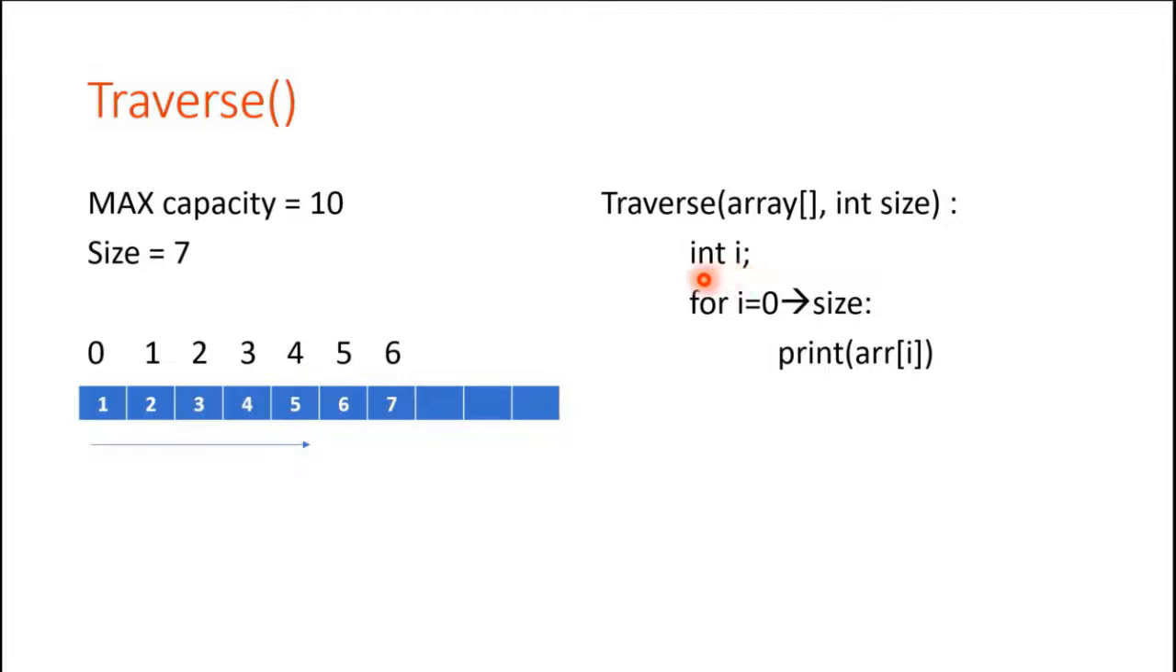This is the traversal. Here you can see in the pseudocode the loop will be from 0 to size minus 1. The pseudocode has a typo. We have size minus 1, meaning 0 to 6. The loop will be executed from 0 to 6 and we will print the ith element. Okay.